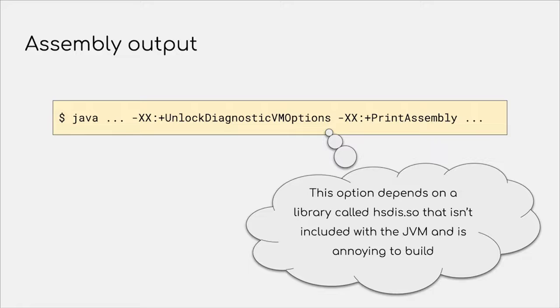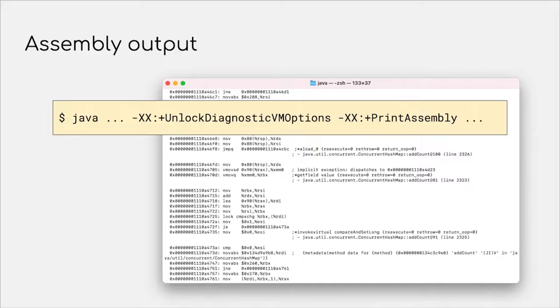Note this option depends on a library called HSDIS that isn't included with the JVM, and it can be a little bit annoying to build, which is unfortunate. You can't just use these flags out of the box and get actual assembly. So that's what it would look like. It gives you some comments which help you orientate yourself, but it's pretty hard to understand what's been done to optimize here, and it's definitely hard to understand why. So this is the most basic of tools.